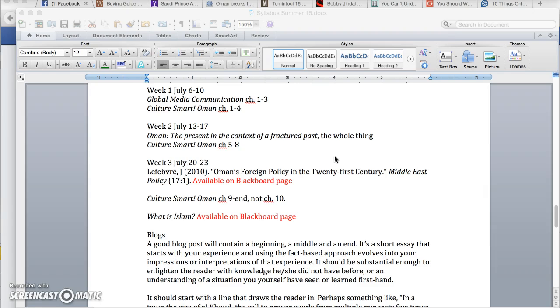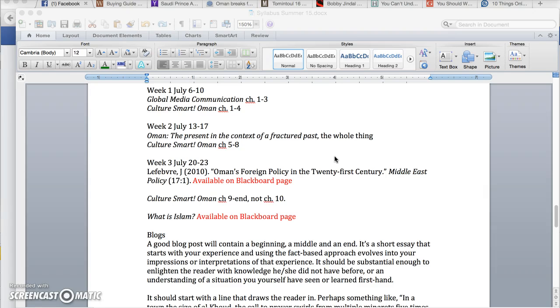Week 2 is the book that's available in the bookstore, Oman in the Present in the Context of a Fractured Past. So obviously it's talking about the past and what Oman is today politically. And this is a political view of Oman as it was and how it got to where it is today.